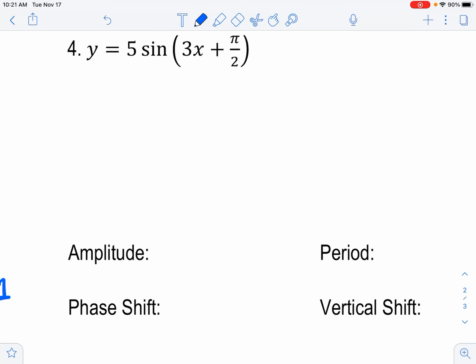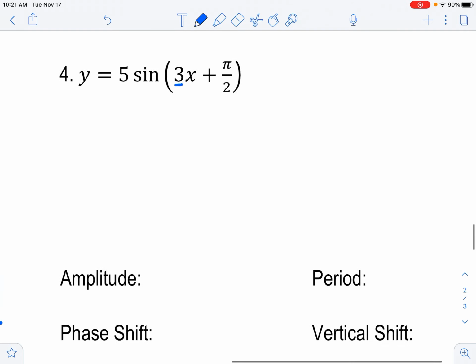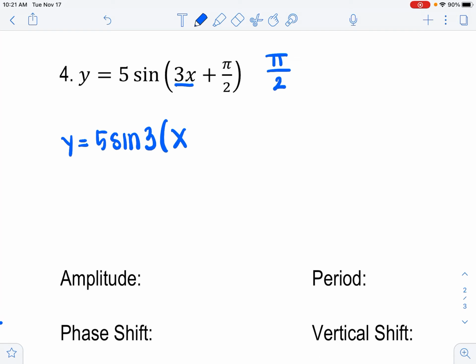All right, next one, what is the b value? The b value is 3, so I have to factor it out. So I'm going to factor out or divide by 3. So I have y equals 5 times the sine of, I'm going to factor out that 3. Factoring the 3 out of 3x is easy, it's x. But what about factoring the 3 out of pi over 2? Now realize when I factor out the 3, I have to divide it by 3. So I'm dividing by 3.